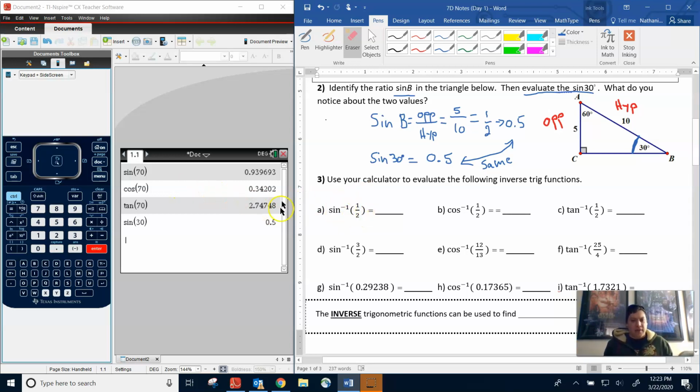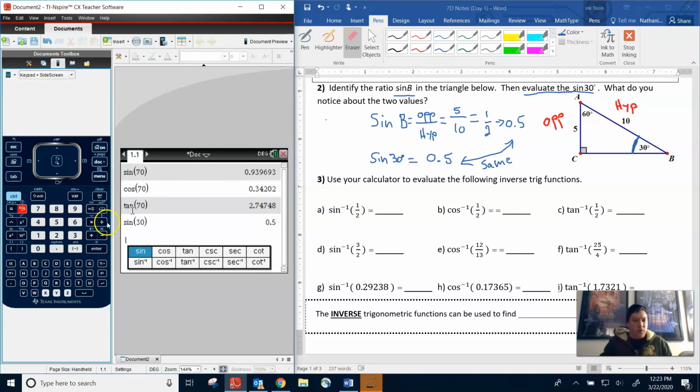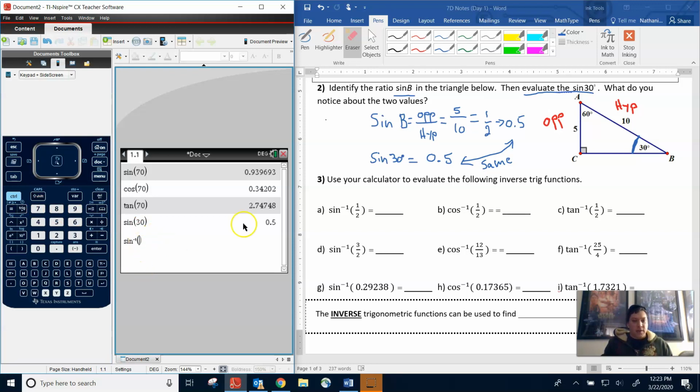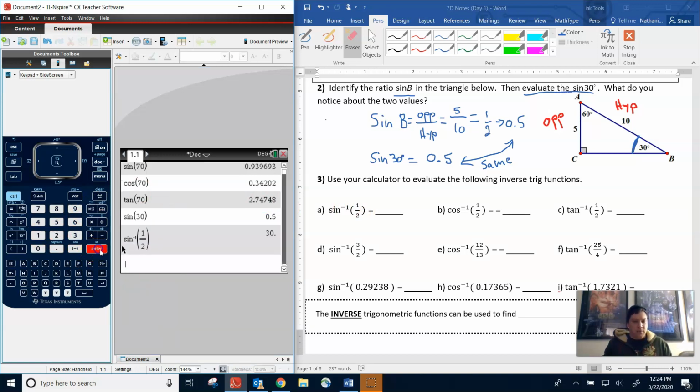So then how do we plug this in? Well, we're going to go to that same button, trig. And if you look here, here's sine inverse. So sine inverse, it tells us to plug in 1/2. So let's just do 1 divided by 2. And that's it. Just hit enter. Hey, we got 30. What this is going to do, though, is give us angles. So this is going to be 30 degrees.